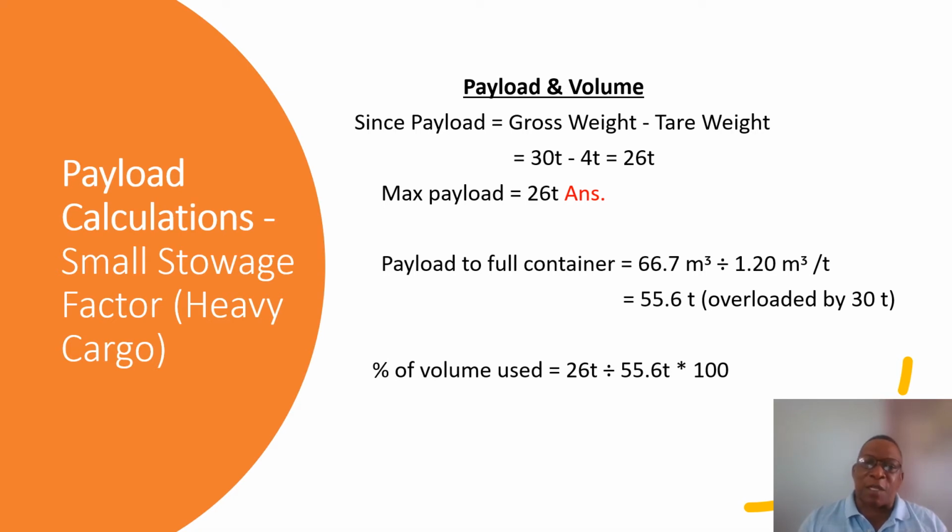Let us look at the percentage of the volume used. We have the maximum payload of 26 tons, and we're going to divide by the actual weight that can go into such a space and multiply by 100 to give us the percentage. The result is 47%.